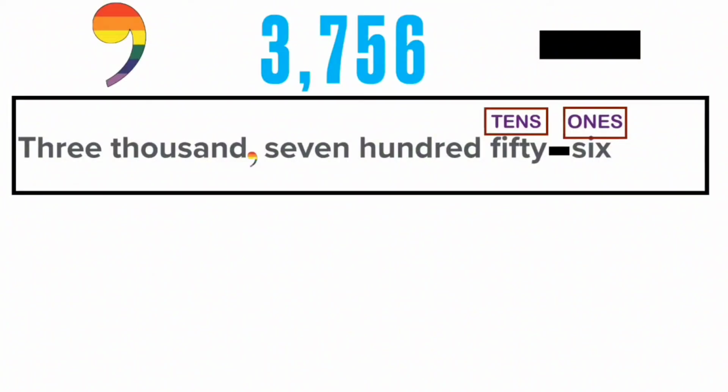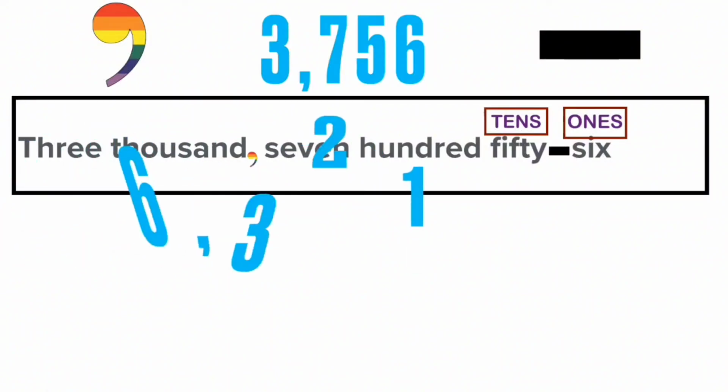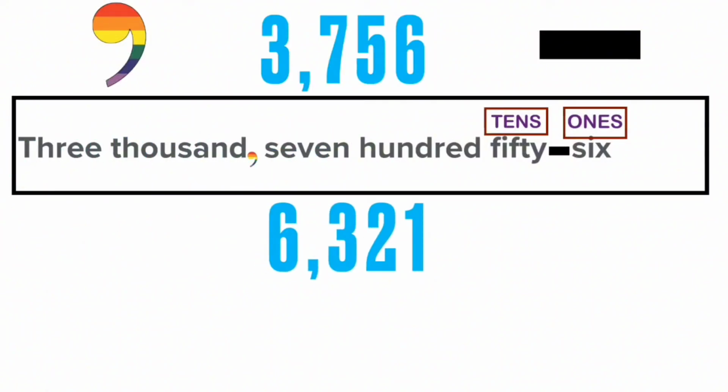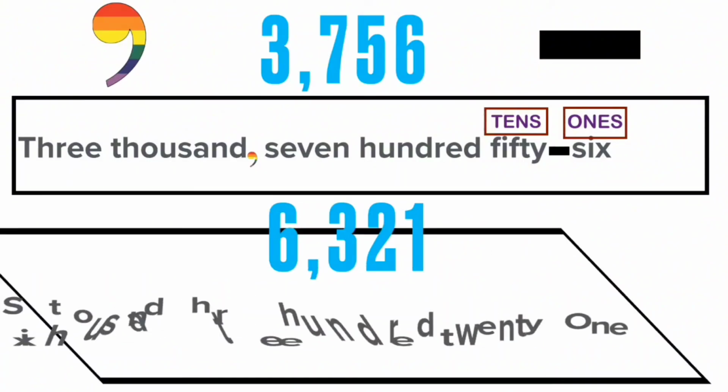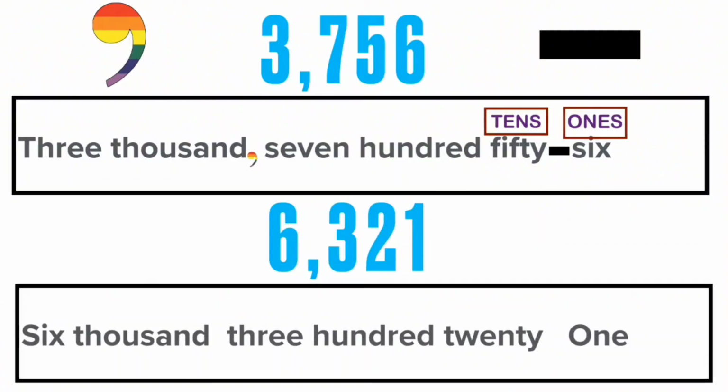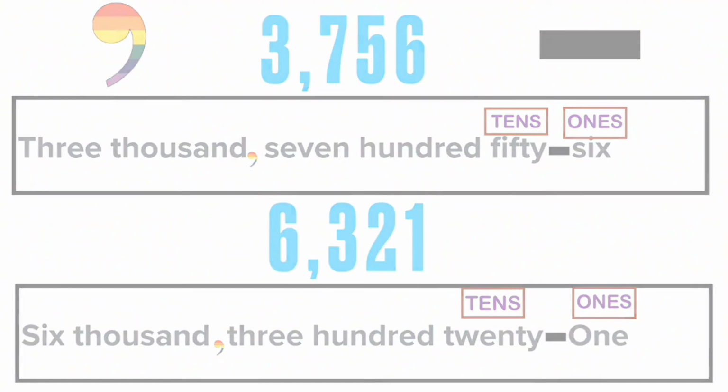Now, let's have our second example, 6,321. Again, let's apply the use of comma and hyphen here. Let's write first the word 6,321. So the first thing that you need to do is to write the comma after the word thousand. Then write the hyphen between the tens and ones number. Let's put the hyphen between them. That is the correct way in writing 6,321 in words.